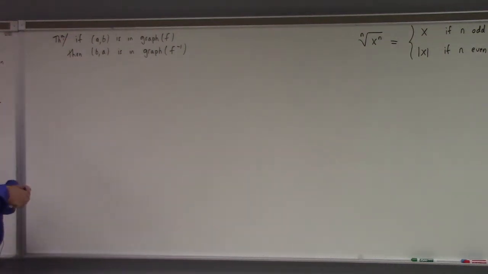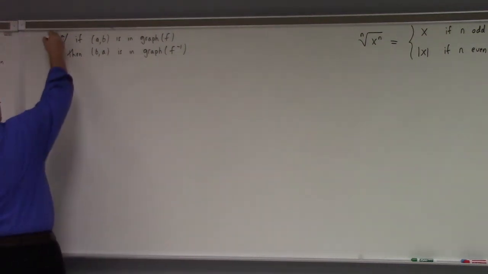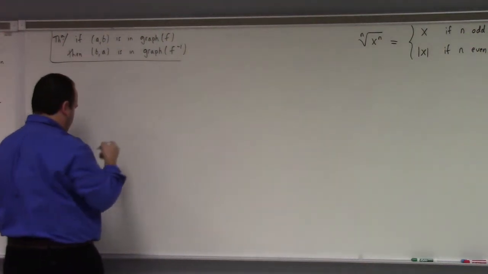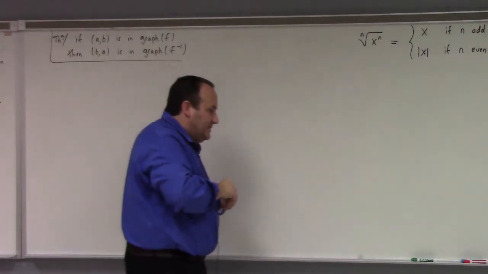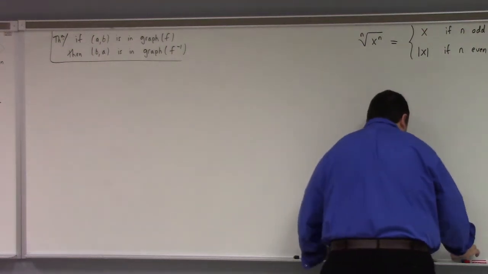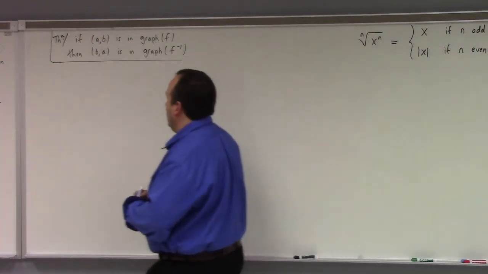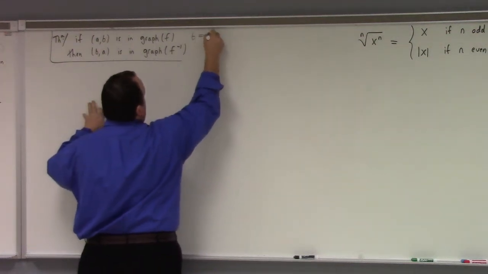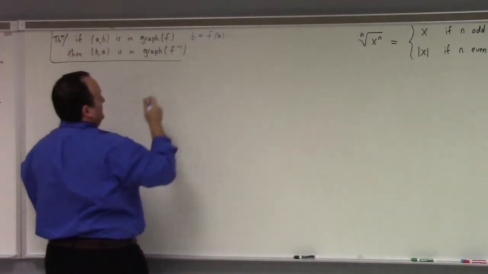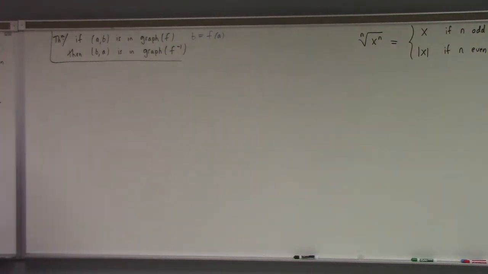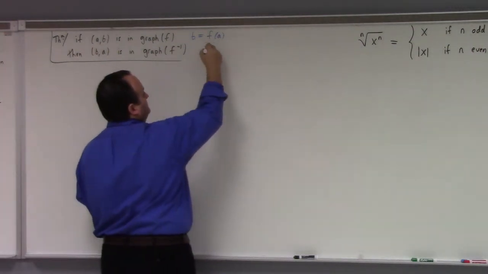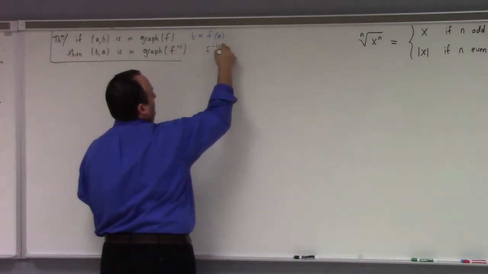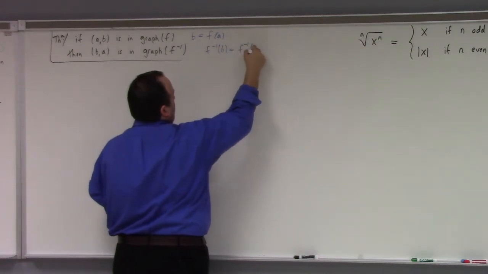I don't prove too many things in here, but I have proved this for all the other sections, and I should prove it for you guys too. There's really not much to it. What does it mean for (A, B) to be in the graph of f? This means that B is equal to f of A. And what happens if you take f inverse of this equation? This gives us f inverse of B equals f inverse of f of A.